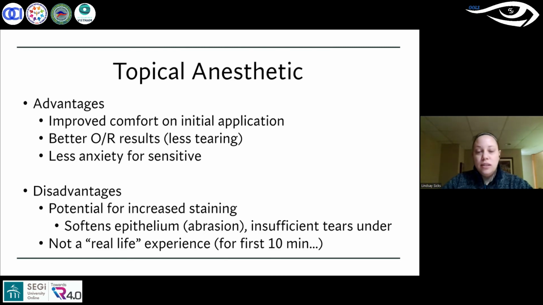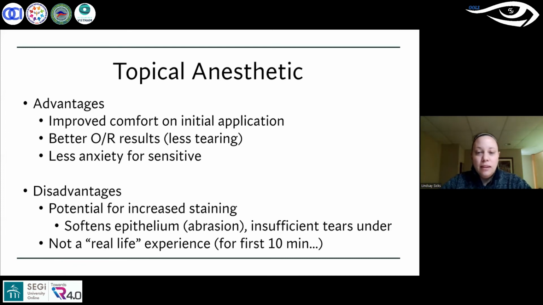There are some disadvantages to the use of topical anesthetics, so you need to be aware of these. It can cause some increased staining because anesthetic by nature softens the epithelium. You could end up inducing a corneal abrasion on your patient. You could also have a problem getting an insufficient amount of tears underneath the lens because your patient's not tearing because their cornea is anesthetized. I think that is mitigated by putting in fluorescein because you're adding liquid to the eye.